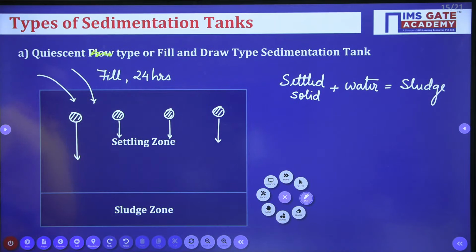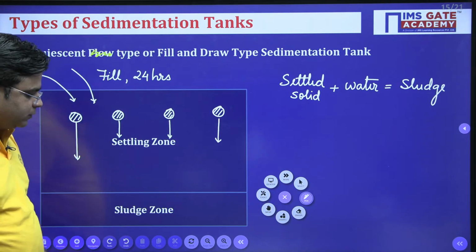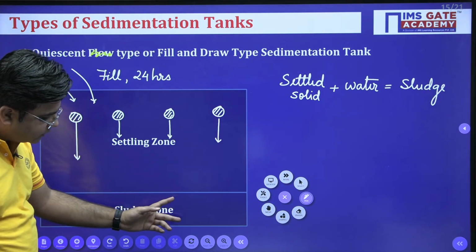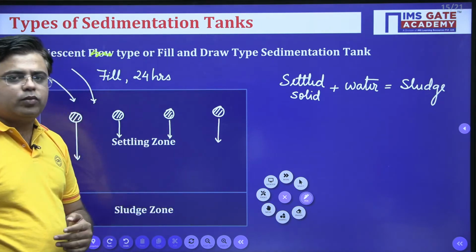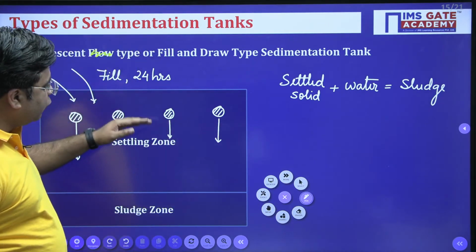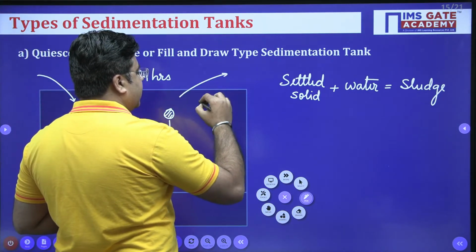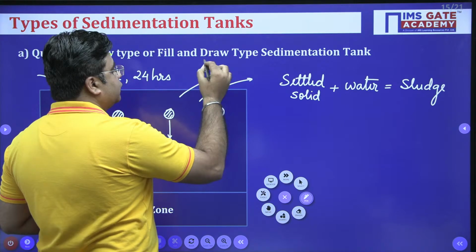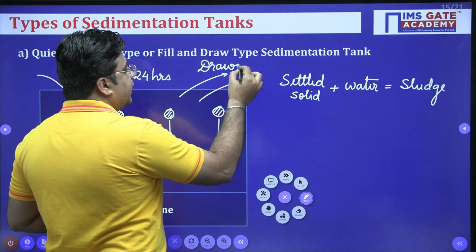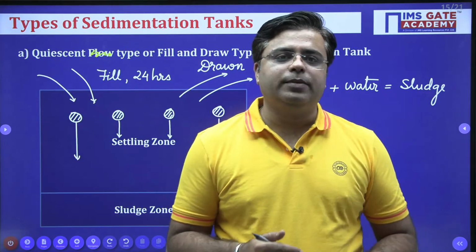So what we do in this tank is, we fill the water for 24 hours. In these 24 hours, these solids settle and form slurry at the bottom, which is known as sludge. This slurry is collected in the sludge zone and then removed from the system either manually or mechanically. After 24 hours, when all these solids settle out, this water is drawn from the tank. That's why the name is given fill and draw type sedimentation tank.